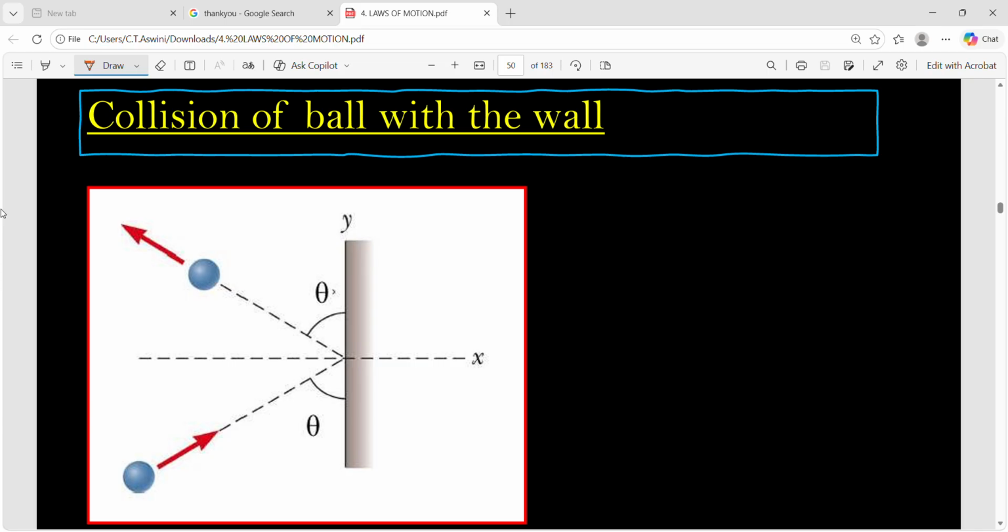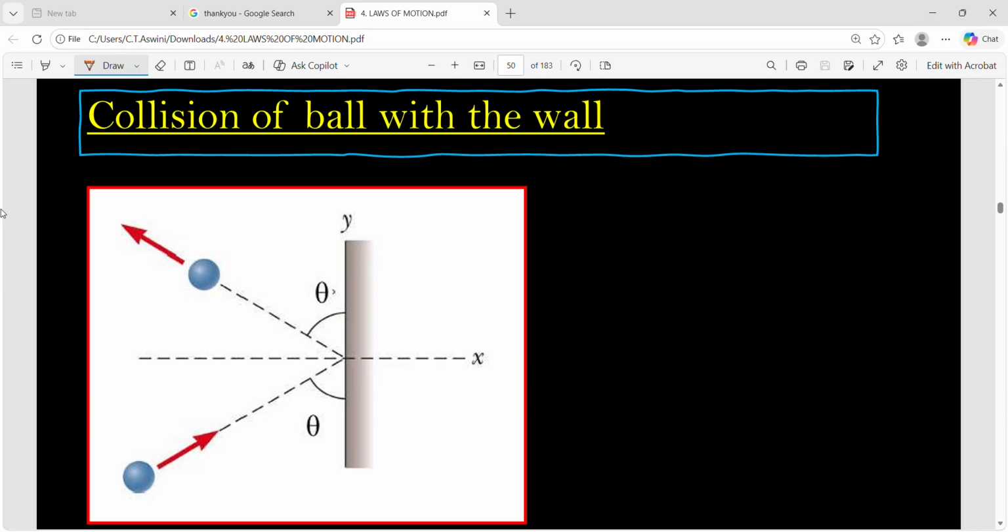Imagine a ball is thrown towards a wall. So there will be a collision, right? And after the collision, what happens to the ball basically? The speed of the ball changes, the direction of the ball changes. This is what basically happens.